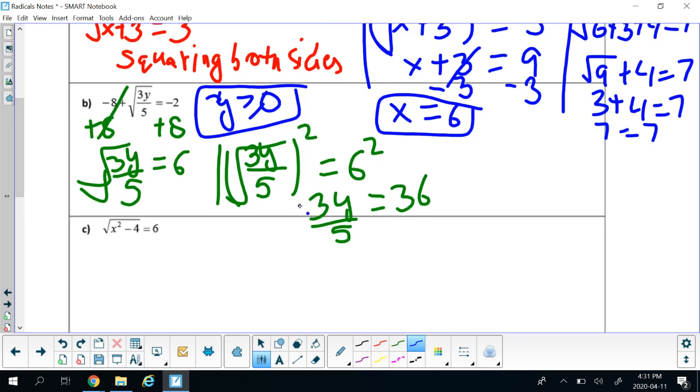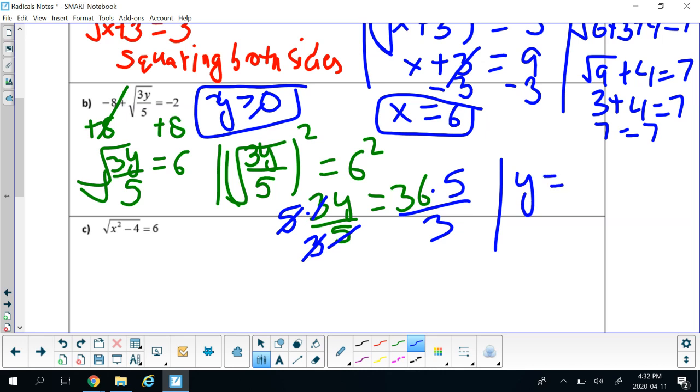So we're going to multiply by 5 both sides. This 5 and 5 cancels out. And then we'll divide by 3 also, both sides. So we get y equal to, so 36 times 5 divided by 3 is 60. So our root is y equal to 60.